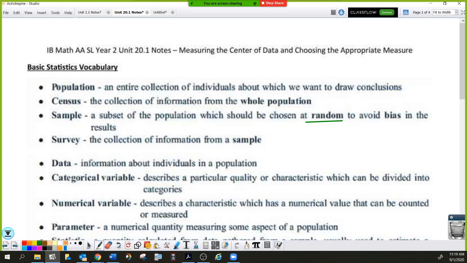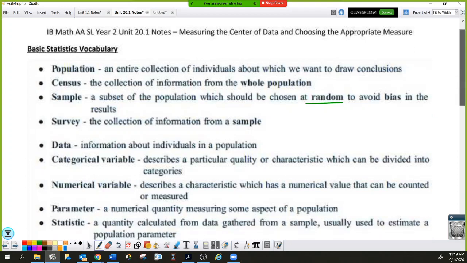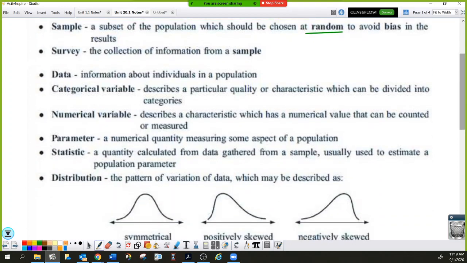For example, the last thing I would do is go into a Starbucks and do a survey on who likes coffee, because that is not random. It is biased, right? Okay. Speaking of the word survey, it is a collection of information from a sample. How about that? Data is information about individuals in a population.